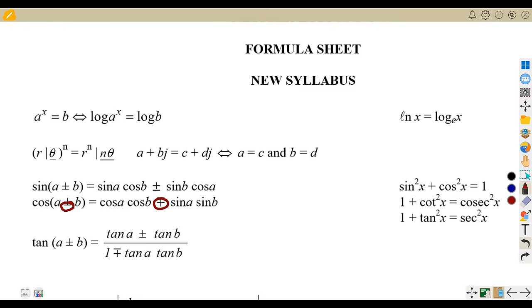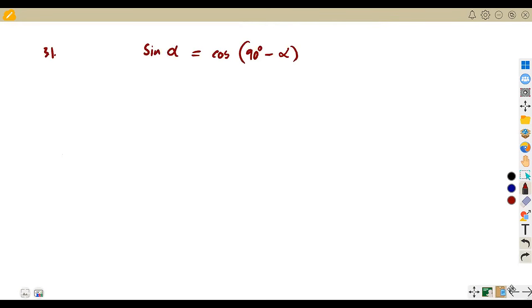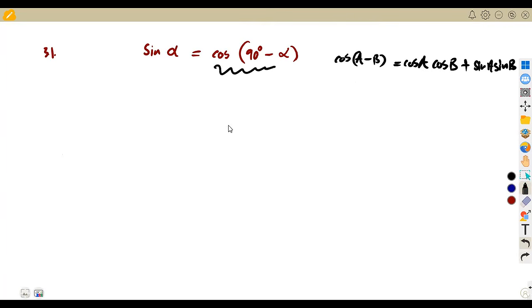But I think we are much used to this formula, so I'm just going to write it down. Remember that the cosine of A minus B is equal to the cosine of A, the cosine of B, plus the sine of A, the sine of B. We know the relationship between these two, but now they want us to prove it. So that is the condition there.